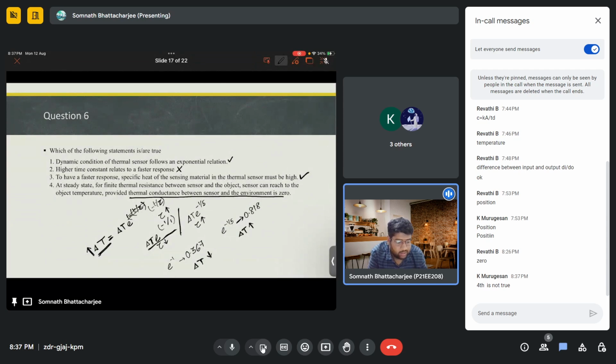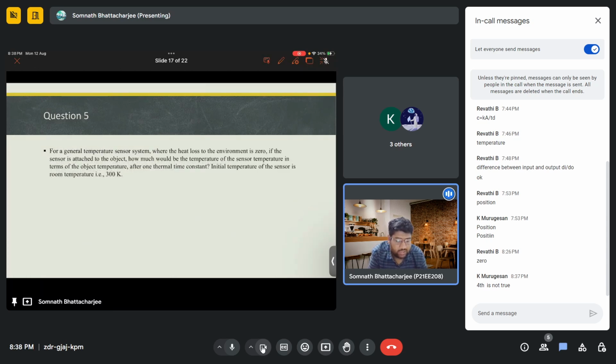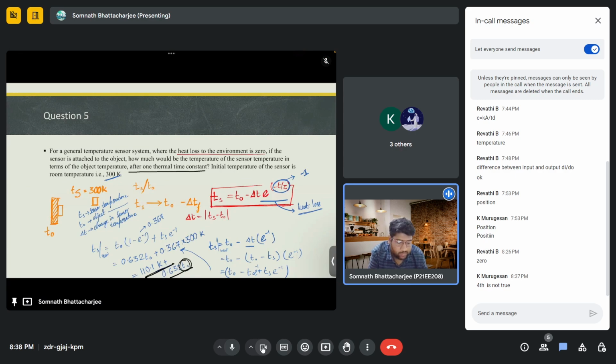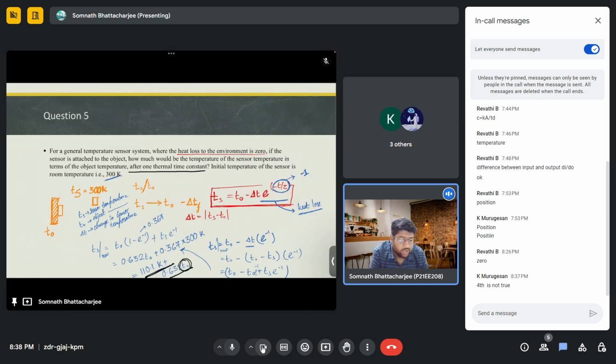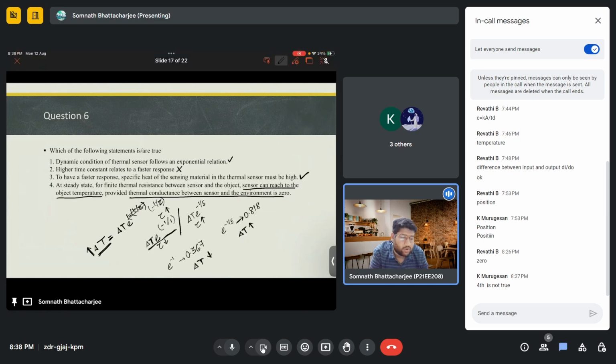So can the sensor reach the object temperature? Yes, obviously it can reach, because from our previous answer we know that Ts new was nothing but 110.1 K with 0.632 into T naught. It depends on the object temperature, obviously, but it doesn't require that. Even if the object temperature is very high, the temperature of the sensor will always reach the temperature of the object itself. It can take a very large amount of time, or it can reach it within an instant as well, but it can reach. That's the answer to this question.